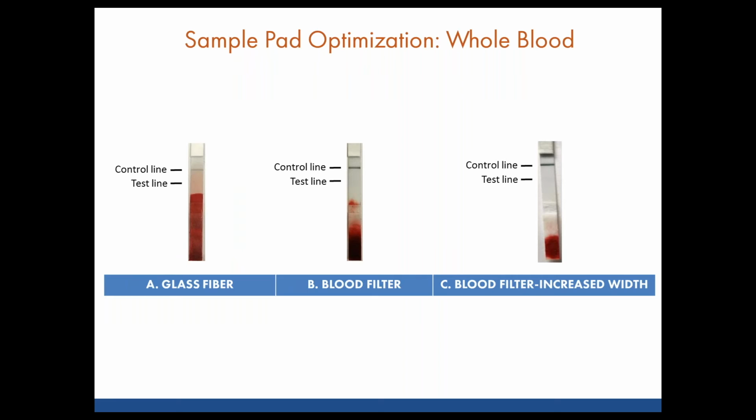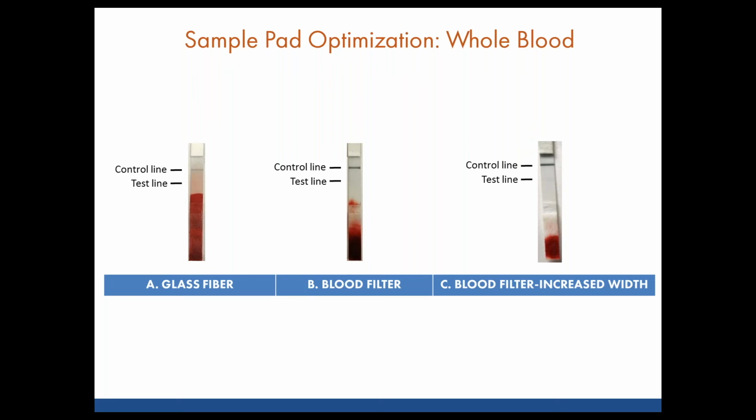This next slide here shows a sample pad evaluation using whole blood as the sample medium. The original prototypes were made with just a standard glass fiber when testing buffer spiked with antigen. However, the test needed to be run using finger stick whole blood, so the sample needed to retain all of the red blood cells while allowing the serum and the analyte to flow through the test strip. For all of these strips shown here, the blood was negative for the analyte, so we were looking for retention of red blood cells in the sample pad, and we were looking for a strong control line on the membrane.